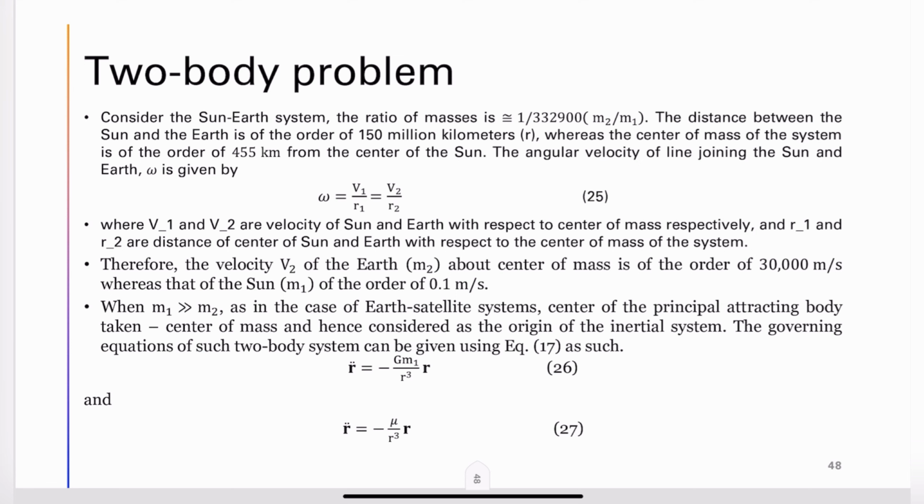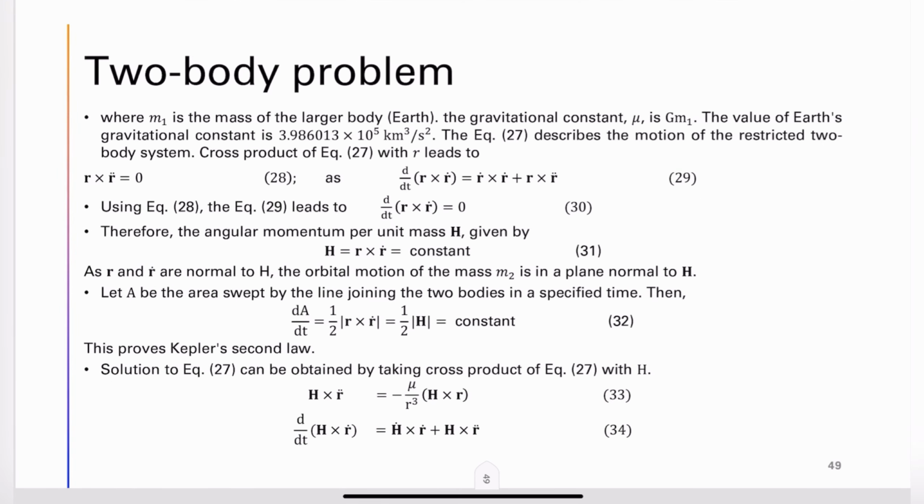So, r double dot is equal to minus G m1 divided by r cube into r. Here, G m1 can be replaced by mu. I'm ignoring the mass m2 because it is of very small size compared to m1. Where m1 is the mass of the larger body and the gravitational constant mu is G into m1. The value of the Earth's gravitational constant is 3.986013 into 10 to the power of 5 kilometer cube divided by second square.